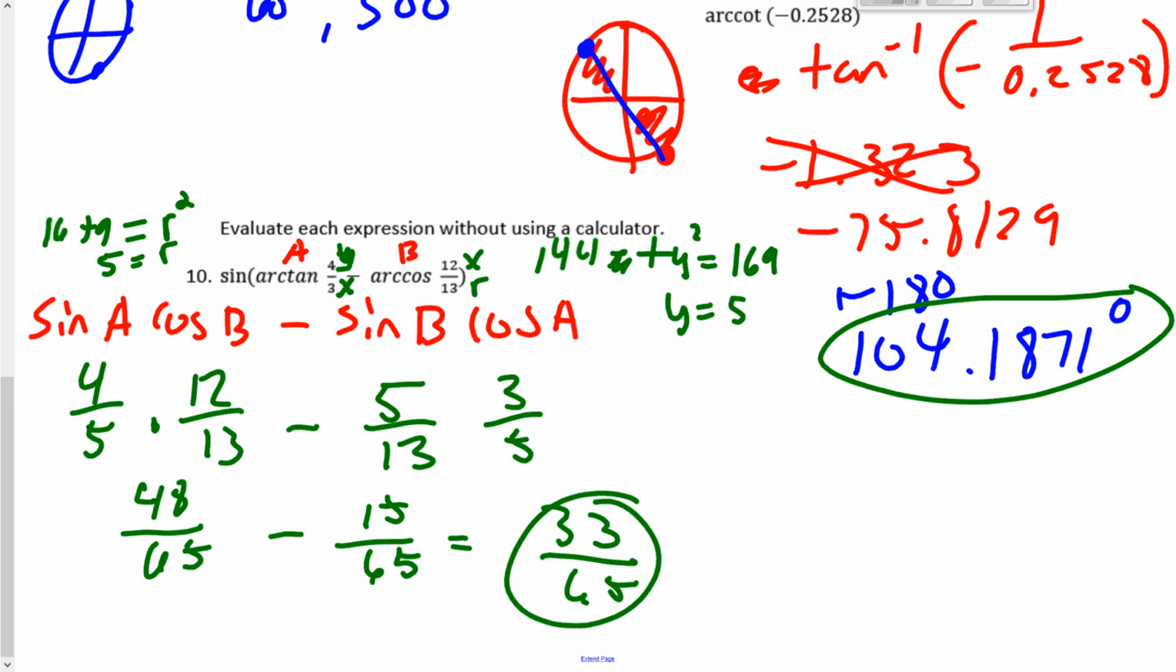Okay, so we're just using the difference formula for sine, and then we're using our right triangles to figure out what our missing side is, either our hypotenuse r or our x or our y, and then we're finding the trig functions of each angle, the first angle and the second angle.